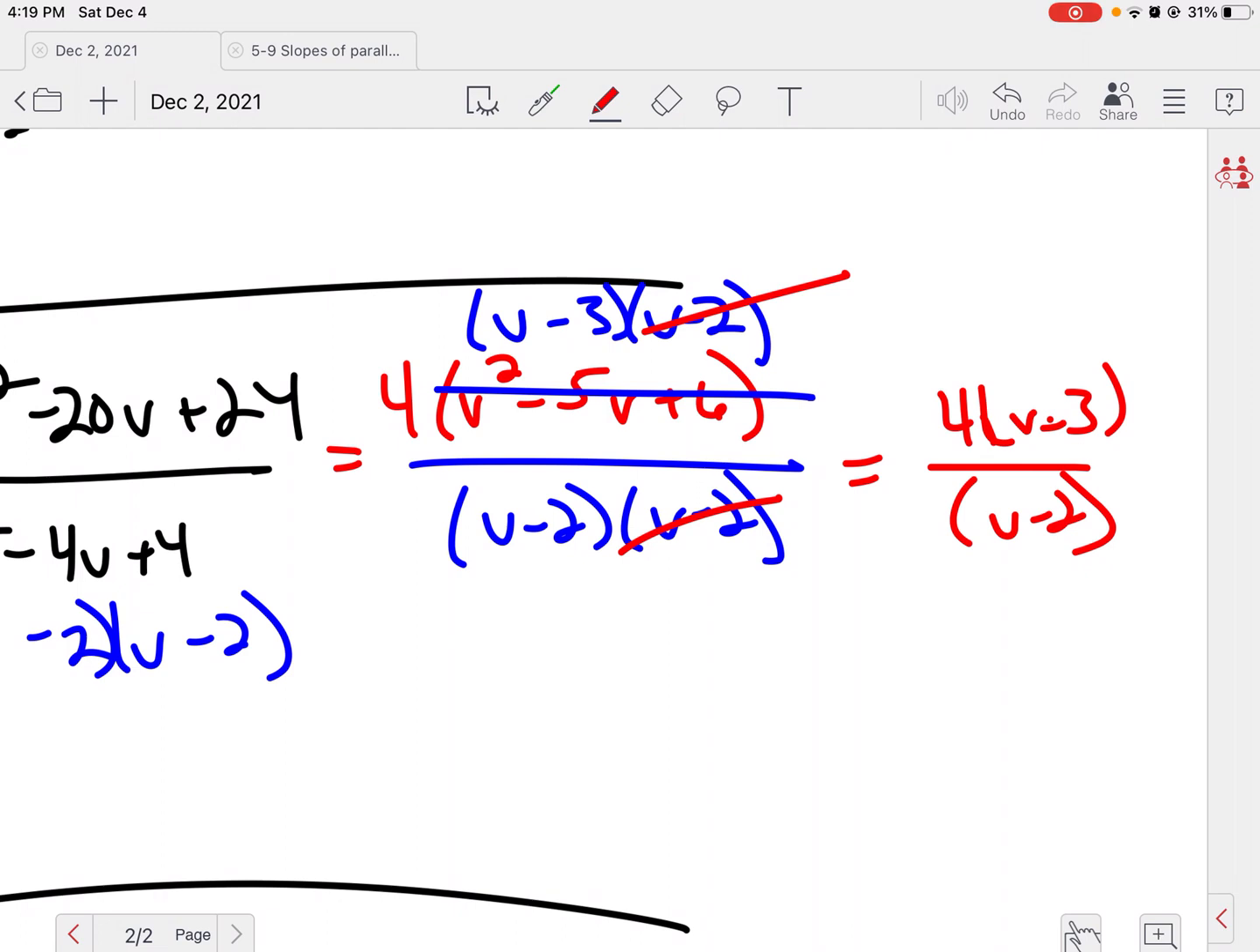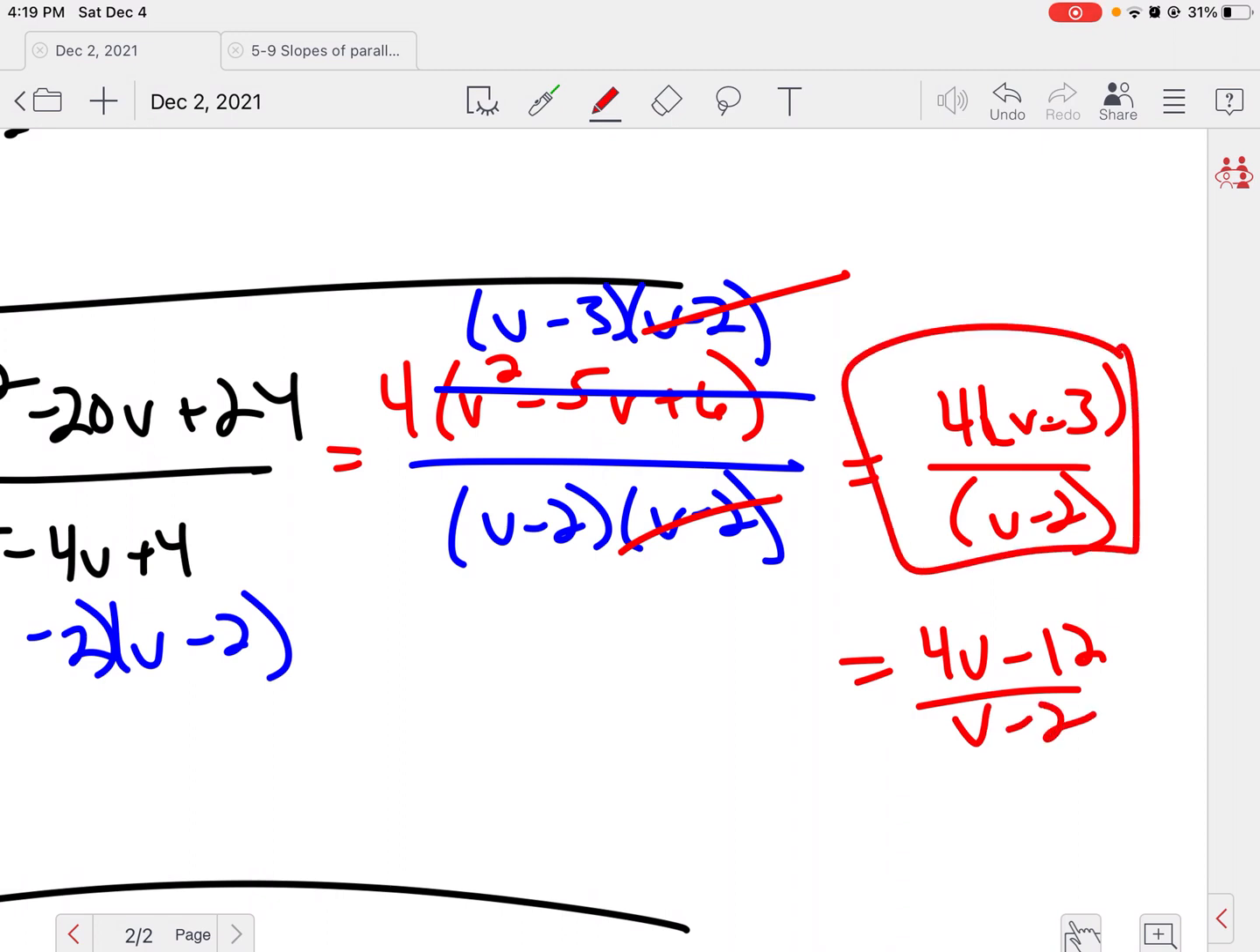Now that might be what they want. They might also want you to distribute the 4 back in and be like, oh, 4v minus 12 over v minus 2. I would say that's probably the most likely answer, but they might want you to go the other way too.